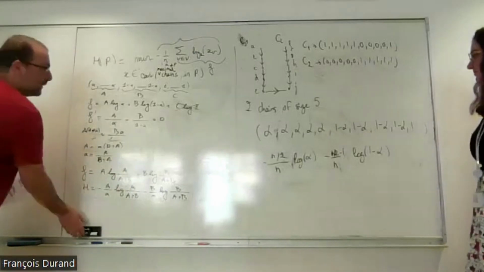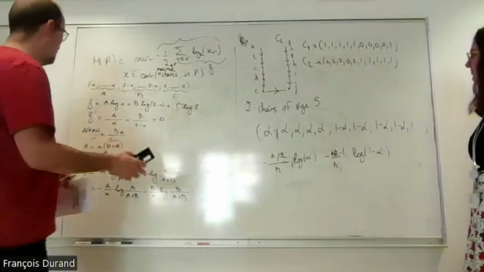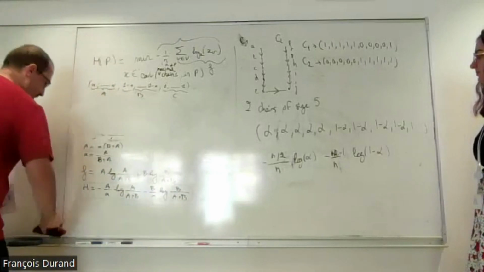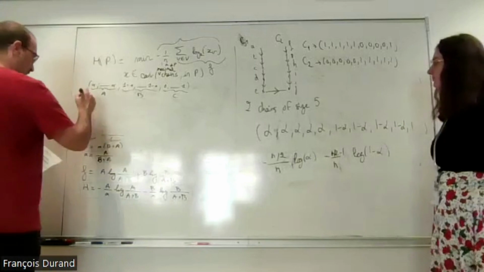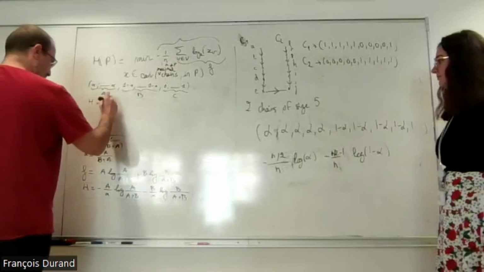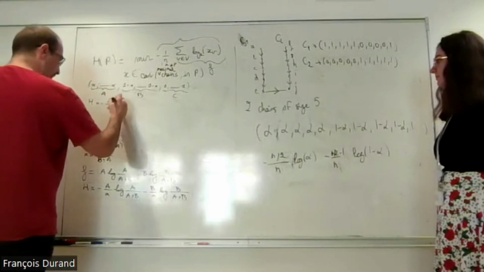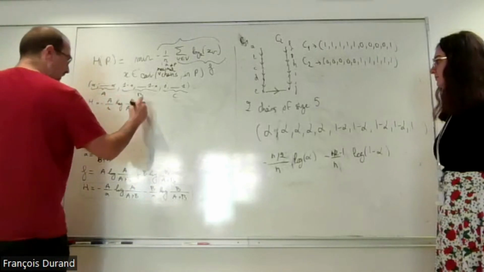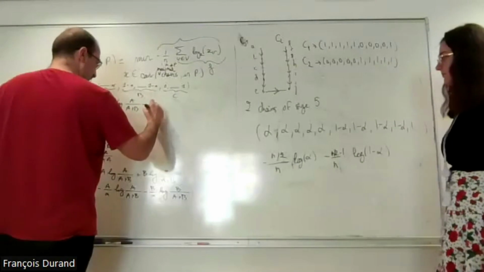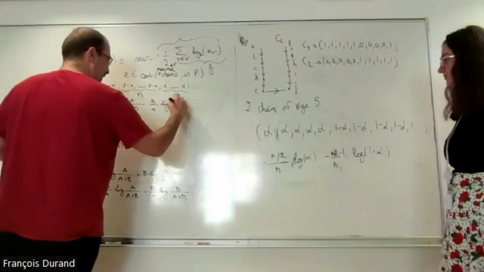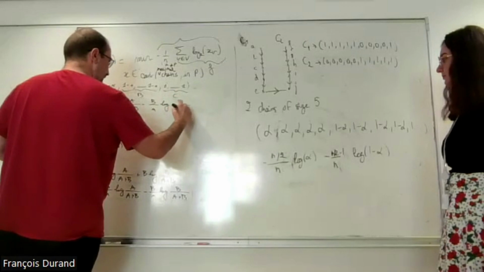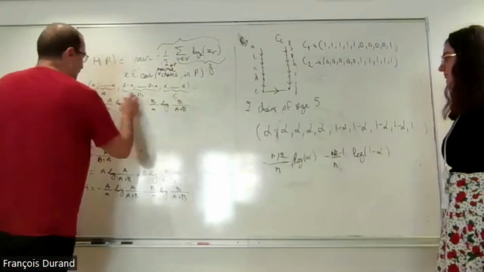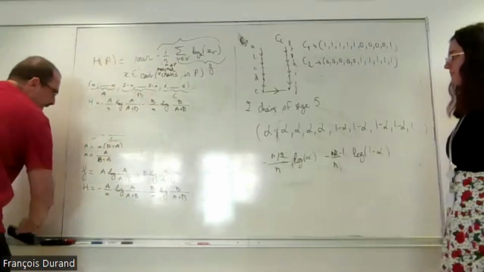Okay, so now maybe I'm just going to erase the computation and just record the results. Minus A over n log of A over A plus B minus B over n log of B over A plus B. Okay, so that's our starting point for this kind of case.